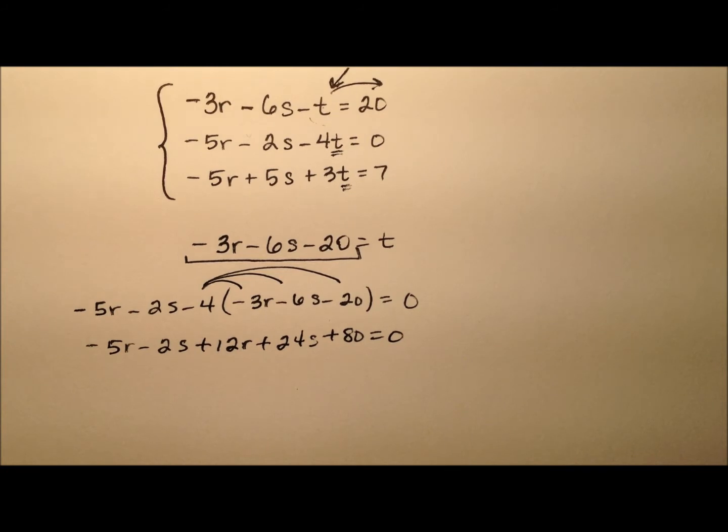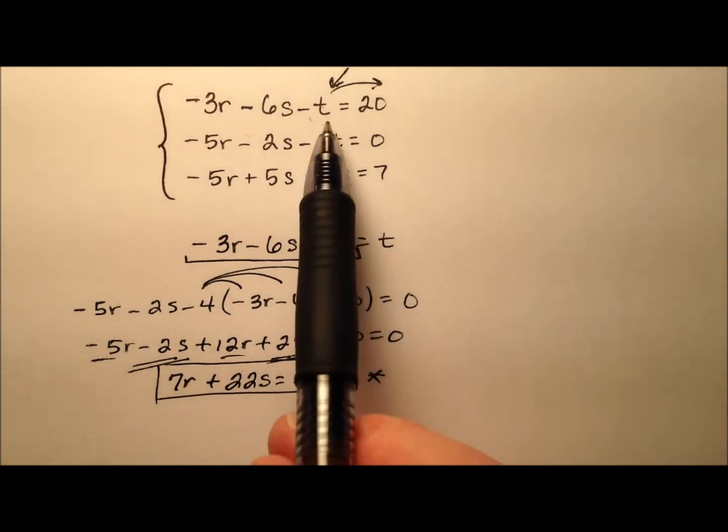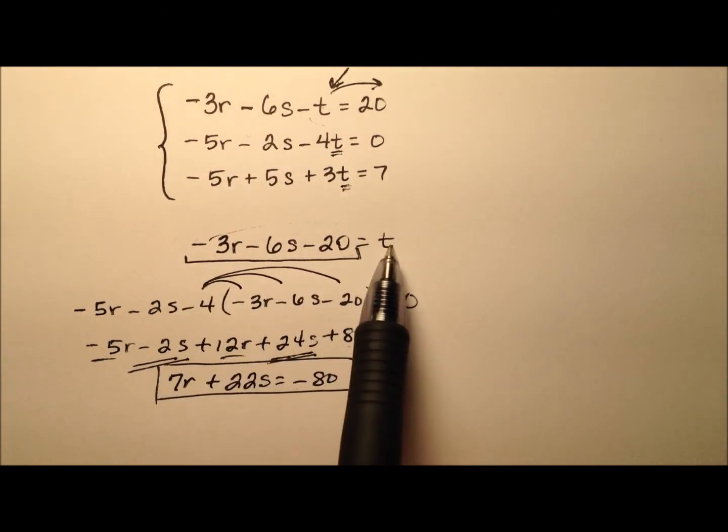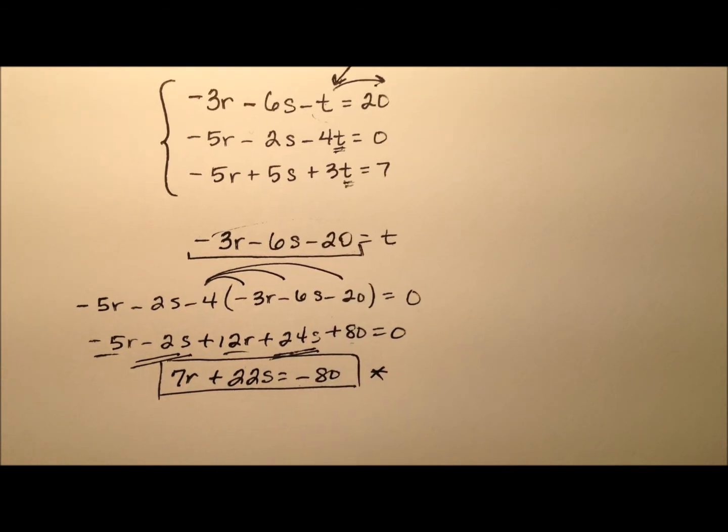Let's write this in a standard form where I have r and s, the variables, on the left side with our constant on the right side. So negative 5r and positive 12r will make 7r, and negative 2s and 24s will make positive 22s, and that's going to equal a negative 80. I'm going to put a box around that because it is an important equation. I got it by taking my expression that was equivalent to t, and I plugged it into the second equation. Let's do the same thing but with the third equation.